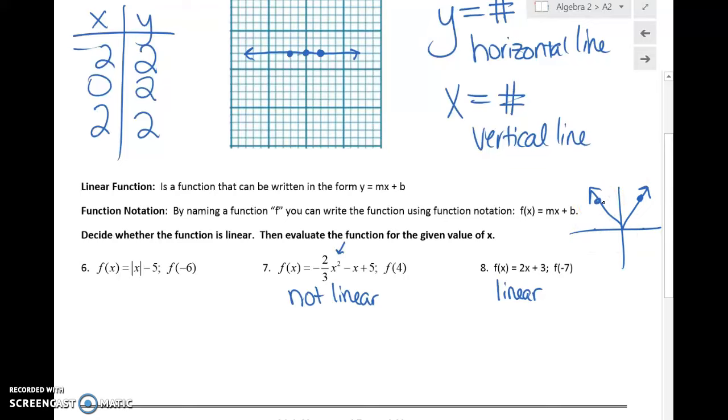positive 5. So yes, the graph forms lines, but it's not one continuous line. This is actually called a piecewise function because there's the right piece and the left piece. It's 2 different lines and there's 2 pieces to the graph. So we call this not linear.